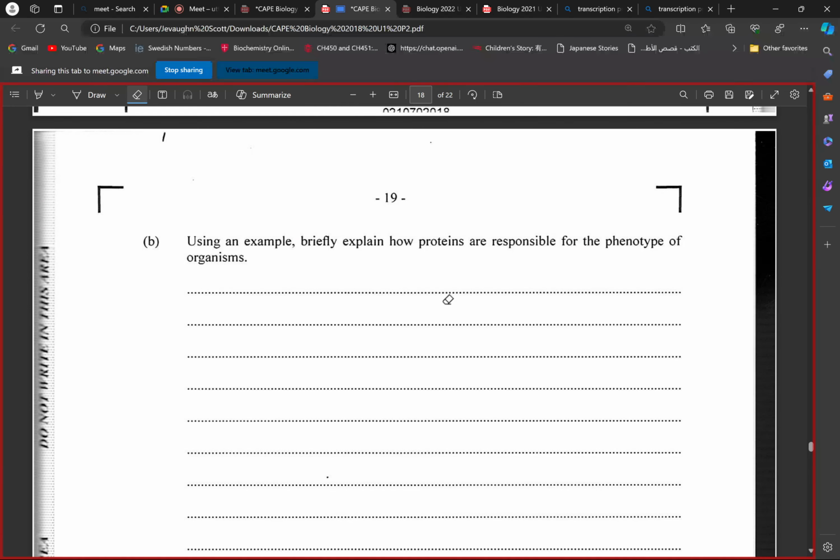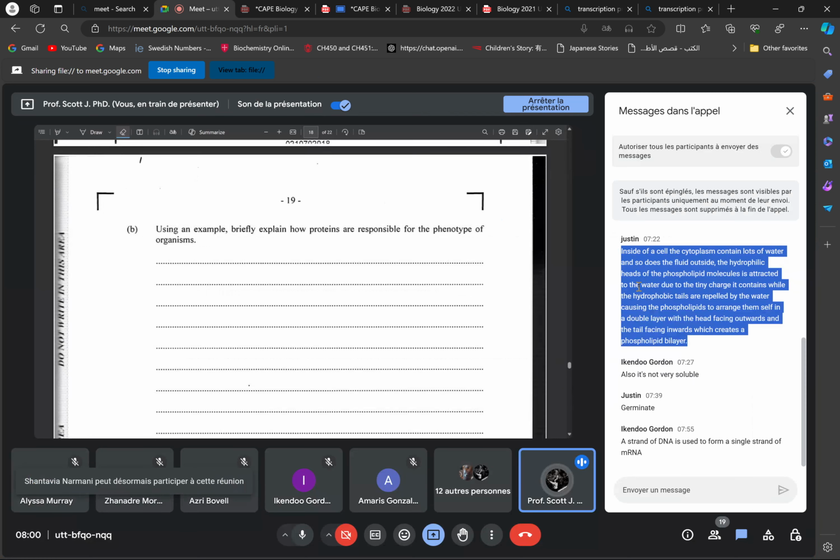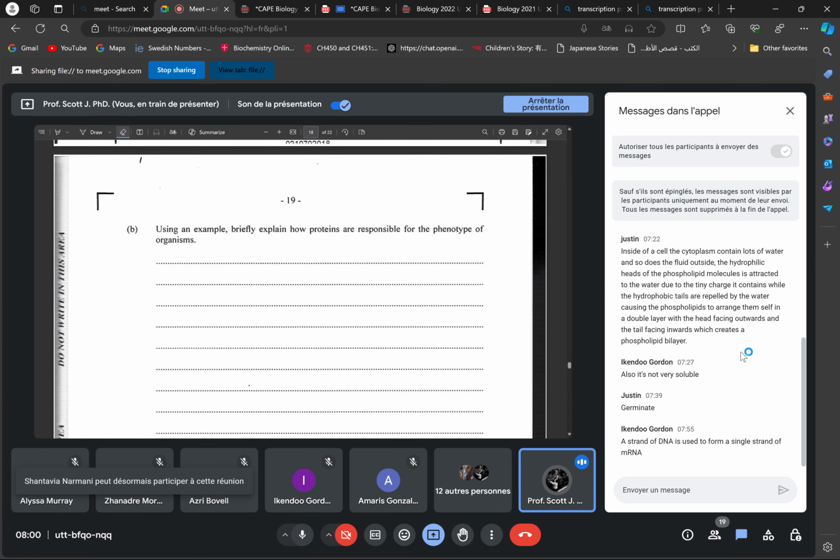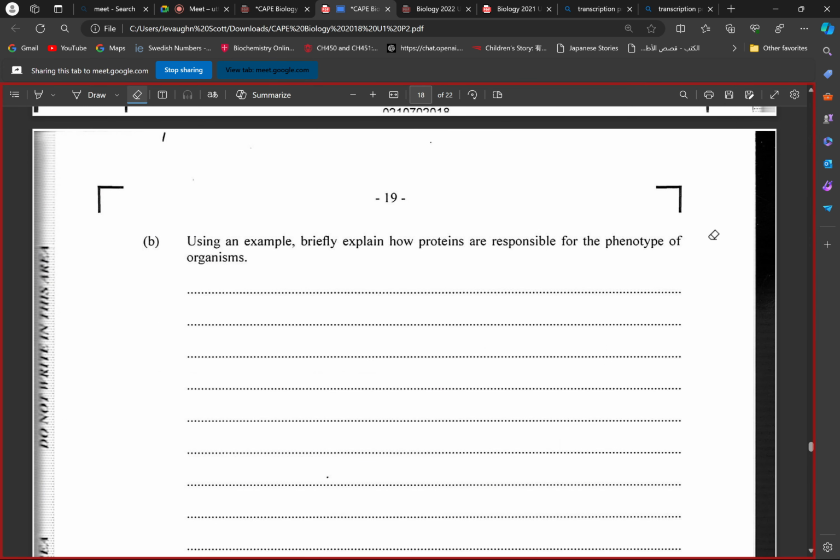Using an example, briefly explain how proteins are responsible for the phenotype of organisms. Now, when we were answering this, we were playing right into the central dogma of genetics, saying that DNA codes for RNA, which then codes for polypeptide chains, of amino acids, right? But here it speaks to how proteins are responsible for the phenotype, not how DNA is responsible for the phenotype, right? So proteins are the exact production of the genetic material of the cell.